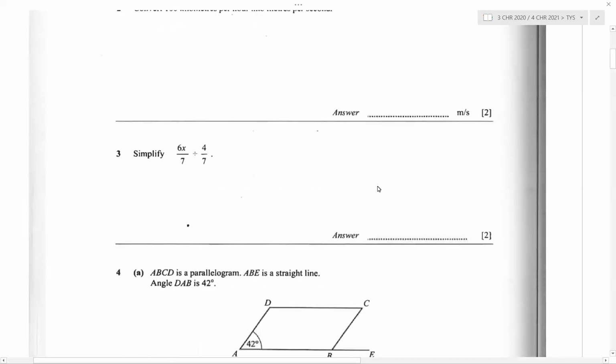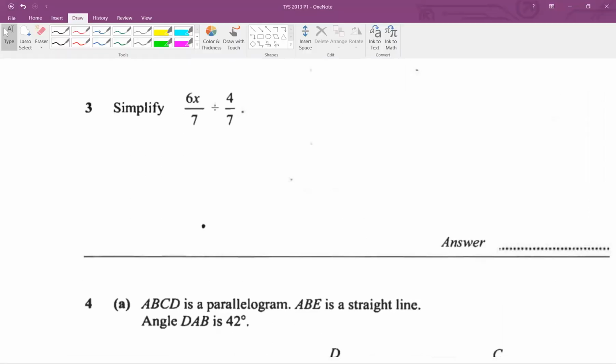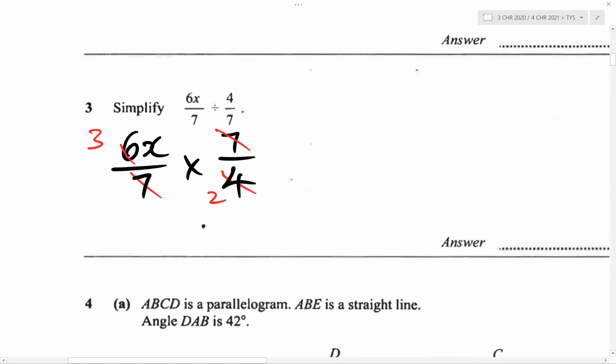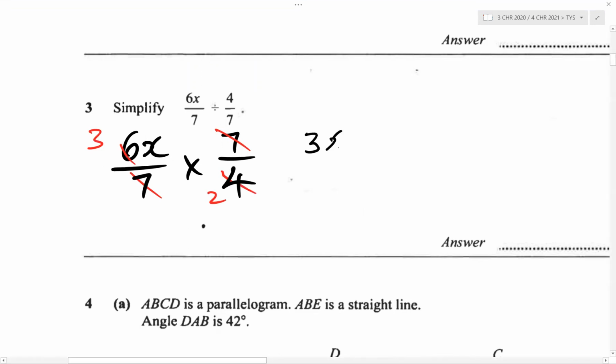Okay, next one, algebra. In paper 1, usually you will have more algebra questions. 6x over 7 times 7 over 4. Then use your pencil to cancel. Your 7 and 7, 4 and 6, 3 and 2. So you end up with 3x over 2.